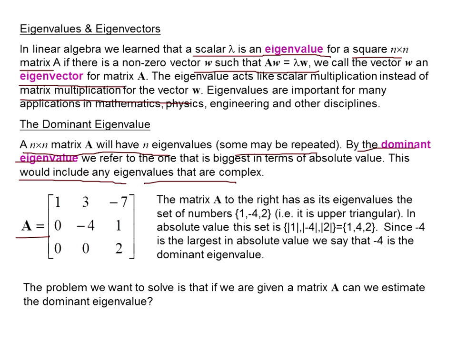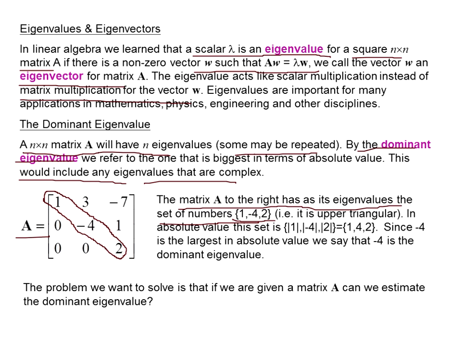For example, if we are going to solve this matrix, then we have to find the eigenvalues. The matrix A has as its eigenvalues the set of numbers 1, 4, and -2. We know that when we have an upper triangular matrix or lower triangular matrix, there is a theorem that the eigenvalues are its diagonal elements. So the eigenvalues are 1, 4, and -2, since it is upper triangular.